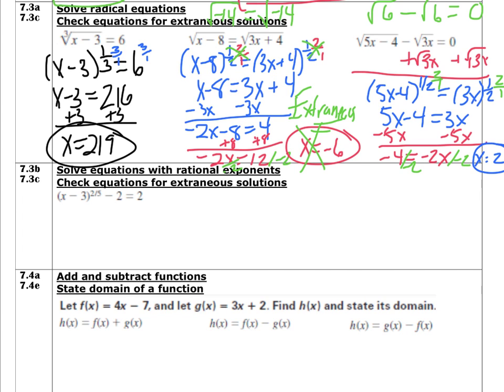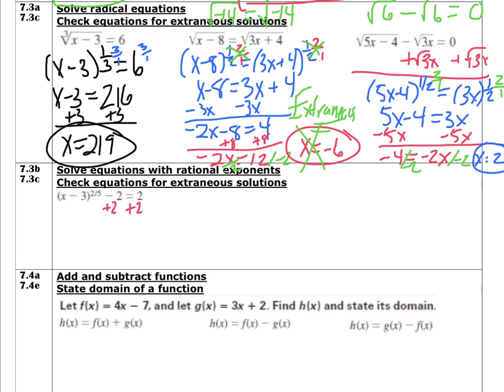7.3 B and C is solve equations with rational exponents, and then check again for extraneous. Now, this is similar to what we just did. There are no radicals, there are already rational exponents. Again, to get x by itself, we're going to work our way from the thing furthest from the x. So we have to get rid of the minus 2 first, so let's add 2 to both sides.